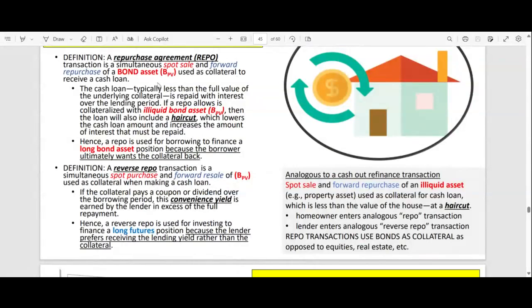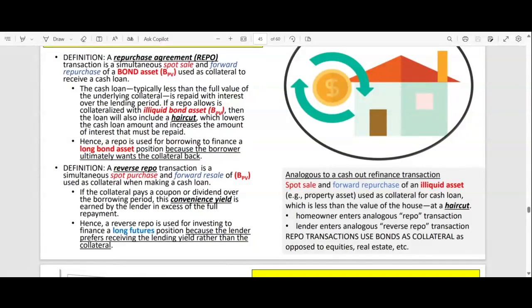I probably should have put this in purple: a bond asset that's used as collateral. Now, the cash loan is going to be less than the full value of the underlying collateral. So if I don't pay the repo loan back, then the illiquid bond goes to the lender. The loan will also include a haircut depending upon how illiquid the asset is. If it's an asset that doesn't trade that frequently, then the lender that owns it after I default is going to have a hard time selling that asset. So the more illiquid that asset is, the bigger the haircut on that illiquid bond.